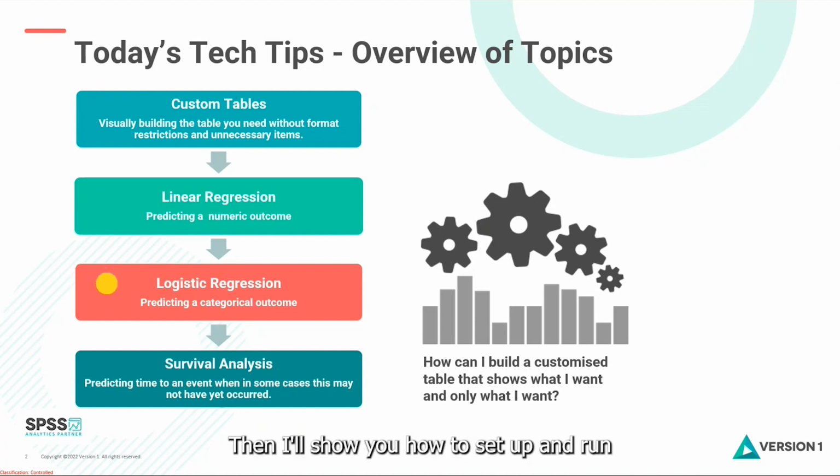Then I'll show you how to set up and run a binary logistic regression, and we use logistic regression when we want to predict a categorical outcome. So we'll run the regression, and then I'll show you how to test it on a holdout sample. Finally, I want to introduce you to survival analysis, and this is where we predict time to an event, when in some cases the event may not have yet occurred. And here I just wanted to show you the options that you have in SPSS, some of the extensions, and what's new in version 29.